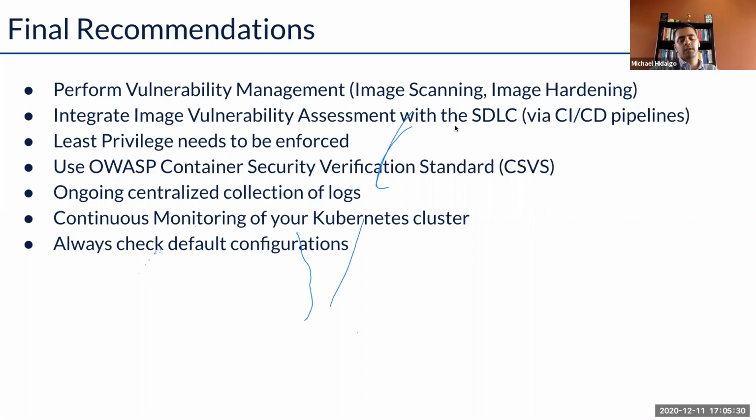Always enforce least privilege in every single infrastructure. Take a look at the default configurations. The fact that something is the default doesn't mean it's secure, so make sure things are not being deployed using default configurations. Take a look at the OWASP Container Security Verification Standard, which is a great checklist in my humble opinion. Ongoing centralized collection of logs is important, as we have been talking about, and then implement alerts or detections on top of that collection of logs. Continuous monitoring of your Kubernetes cluster, and always check default configurations, right?